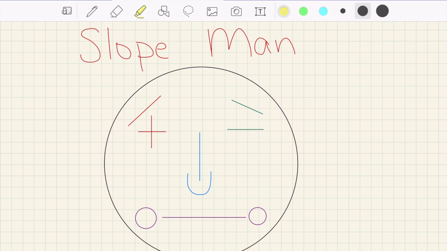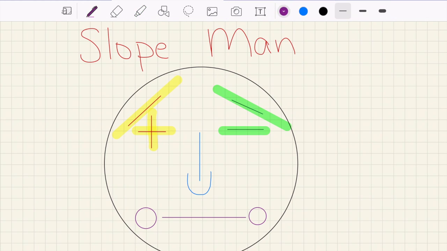So first we have our slope man. This is an easy way to remember what all of those mean. So we have a slope that goes up from left to right. That's going to be a positive slope. If we have a slope that goes down from left to right, it's negative.